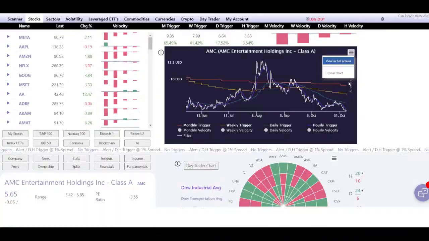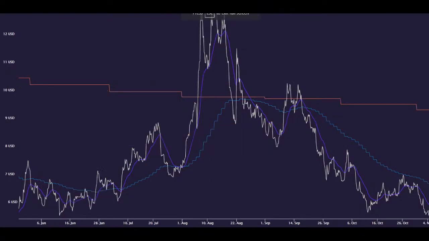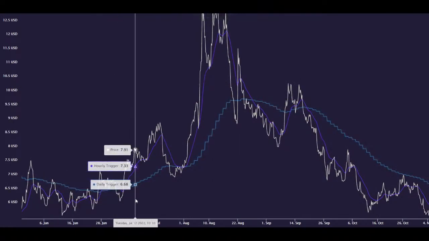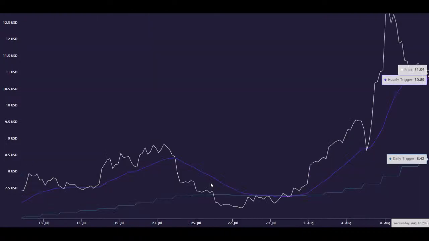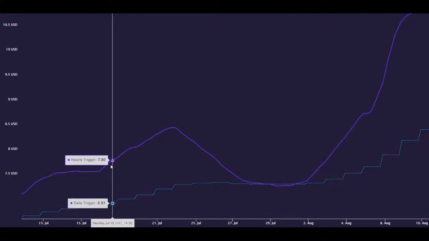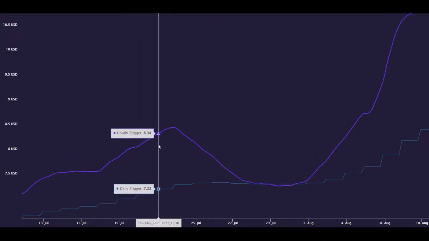So let's give you some examples. Let's remove everything else, all the noise, and look at AMC. Let's remove price. You can see the hourly trigger, just like the 1 minute trigger and the 5 minute trigger. Here's the hourly trigger and the daily trigger.